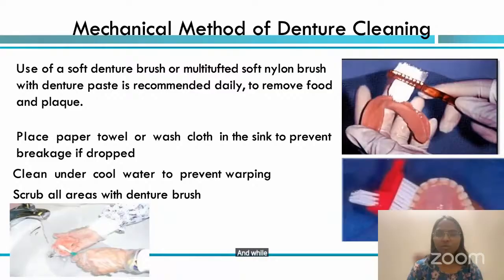And while cleaning it in the wash basin, to avoid breakage of the denture, we should place a paper towel or a wet cloth onto the wash basin, so that even if it falls, it falls on a surface and doesn't break. Then clean it with cold water normally, so there's no warping of the denture, and clean all the areas with the brush.